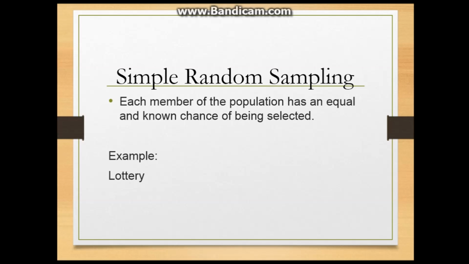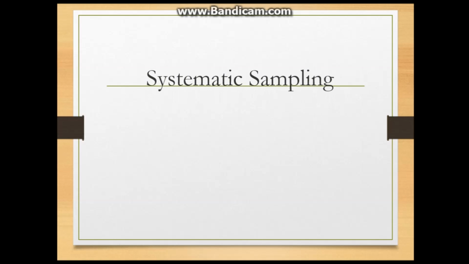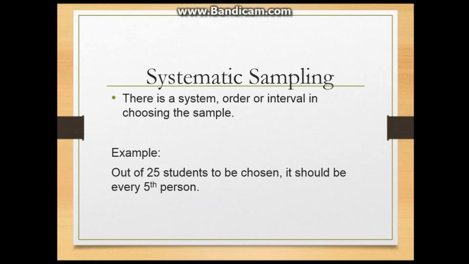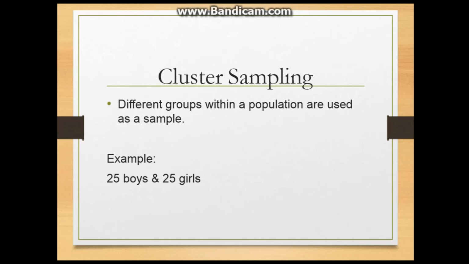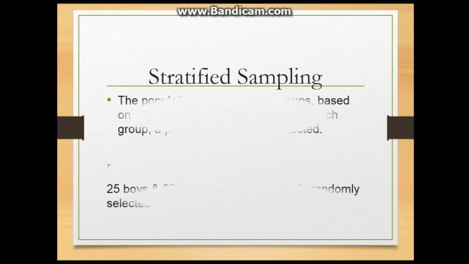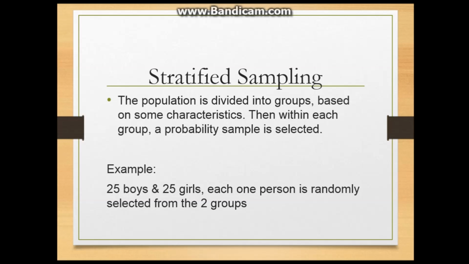Second is systematic sampling. In systematic sampling, there is a system, order, or interval in choosing the sample. An example is, out of 25 students to be chosen, it should be every fifth person. Third is the cluster sampling. In cluster sampling, different groups within a population are used as a sample. In this example, 25 boys and 25 girls. And lastly, stratified sampling. In stratified sampling, the population is divided into groups based on some characteristics. Then within each group, a probability sample is selected. In this example, 25 boys and 25 girls, each one person is randomly selected from the groups.